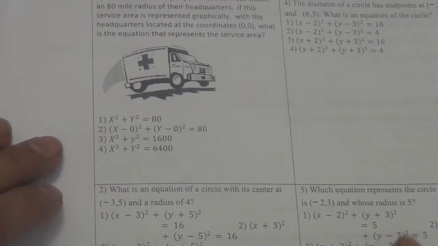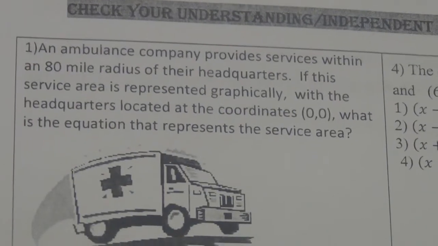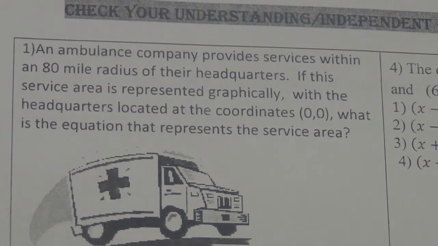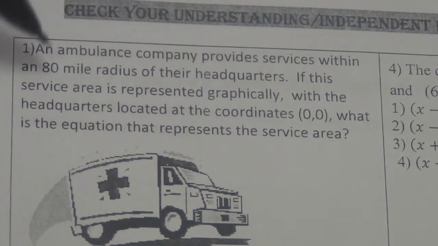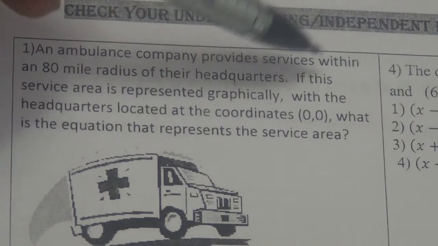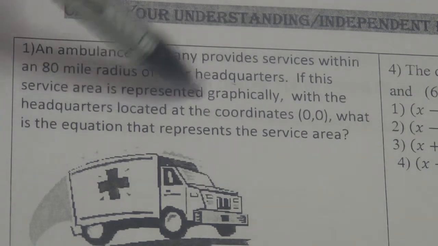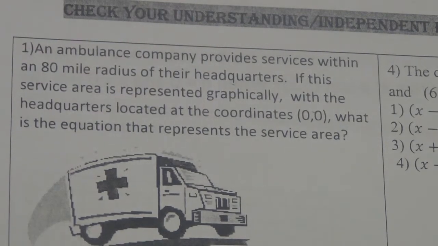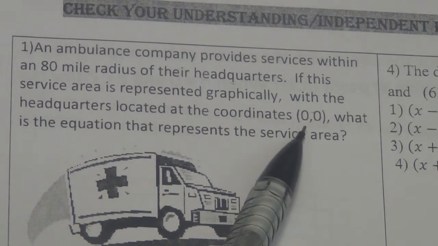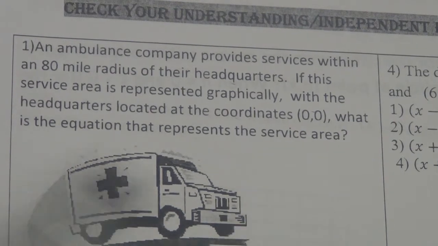Okay, so let's start doing some problems, okay? So let's read this particular one. It says, an ambulance company provides services within an 80-mile radius. Okay, so now we know what the radius is of their headquarters. If this service area is represented graphically with the headquarters located at the coordinate 0, 0, what is the equation that represents the service area? Okay, you see, the center is 0, 0, so you know which equation we're gonna use.